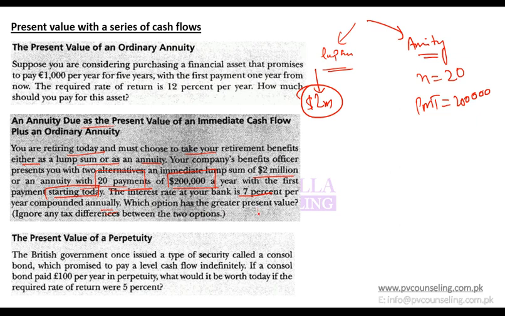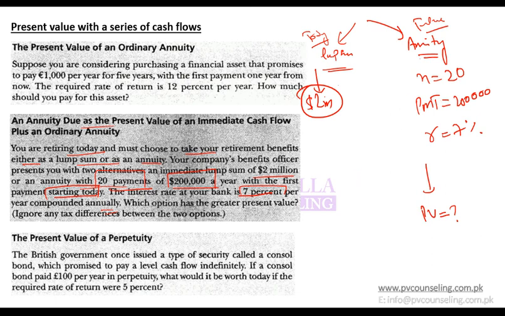Which option has the greater present value? When you receive this payment, at what rate would you invest it? You will invest it at 7%. So in order to compare this value with the annuity, you should calculate the annuity's value at the same date. So this is today, this is the future. So you should calculate the present value of all these future annuity payments as of today, to compare it with the lump sum.